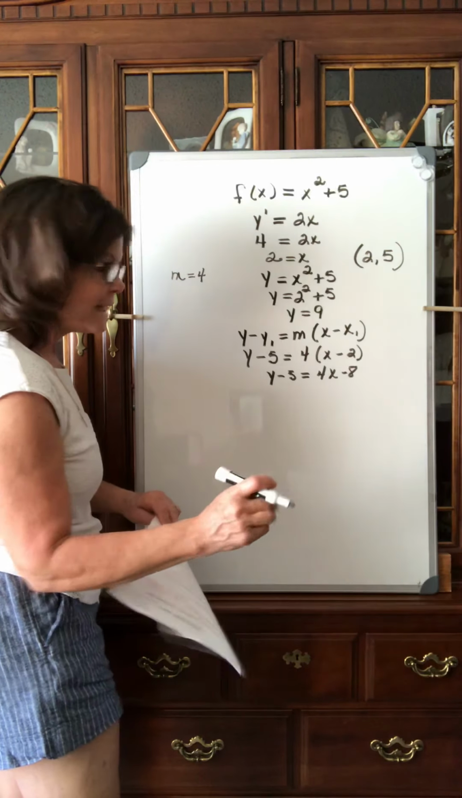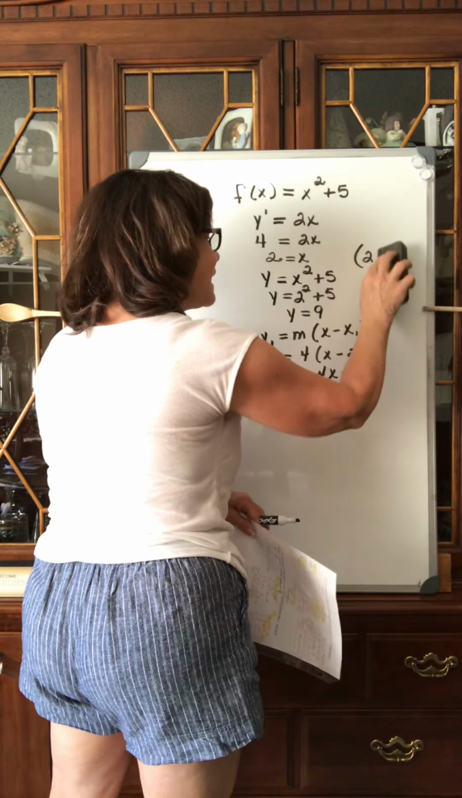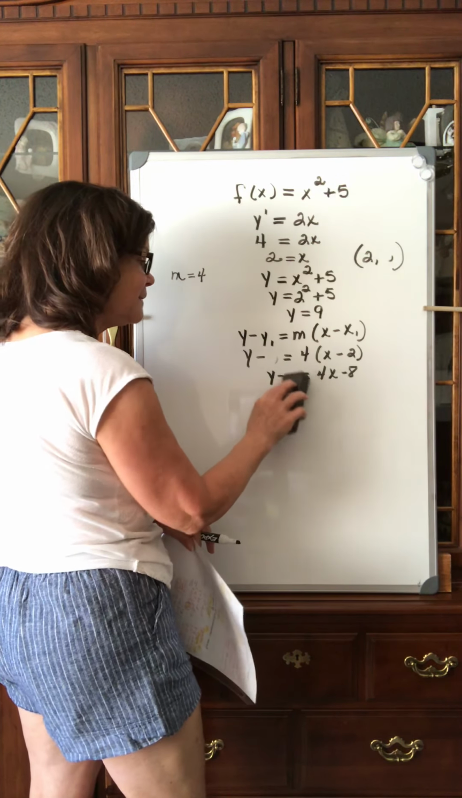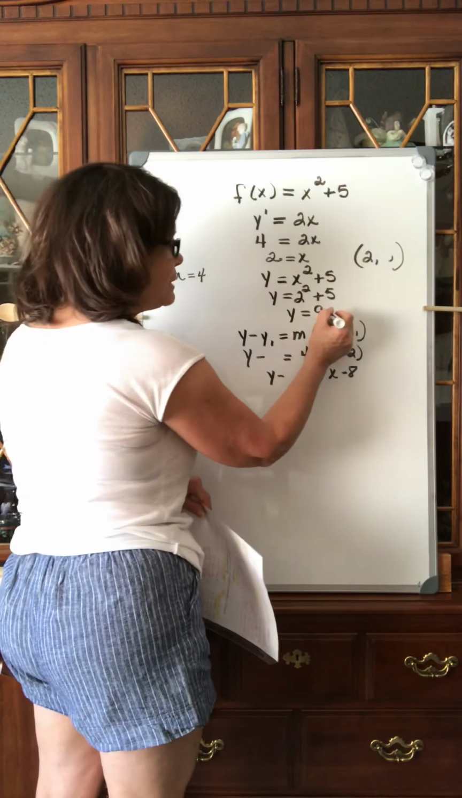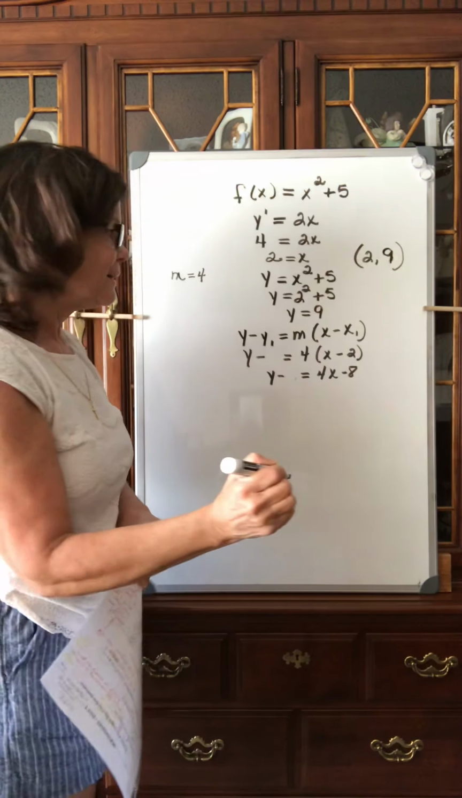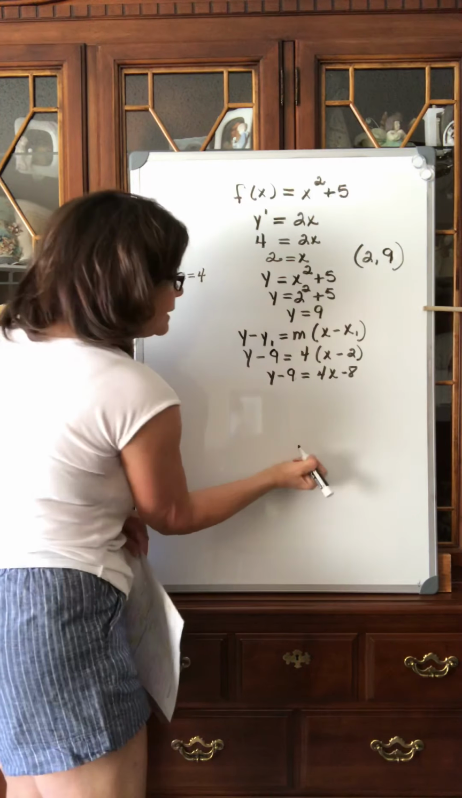I just realized I made a mistake. The y value is 9. I'm fixing my mistake. We found the y value to be a 9, so the ordered pair is 2, 9. So now this has to be a 9.